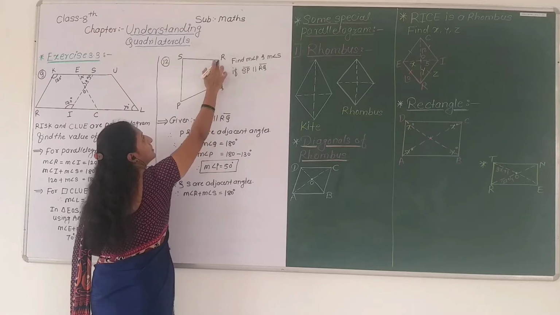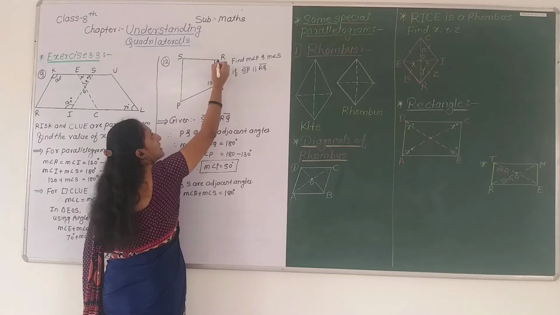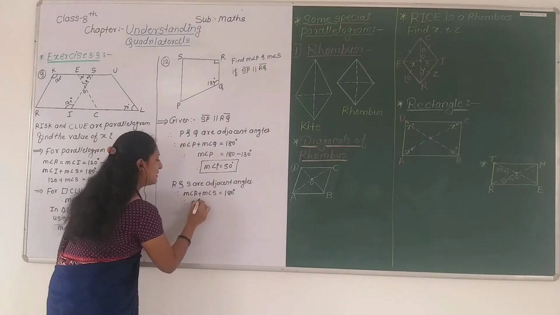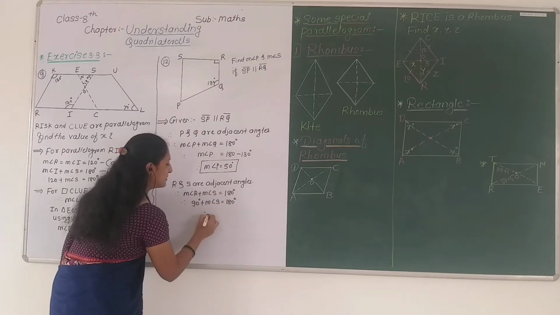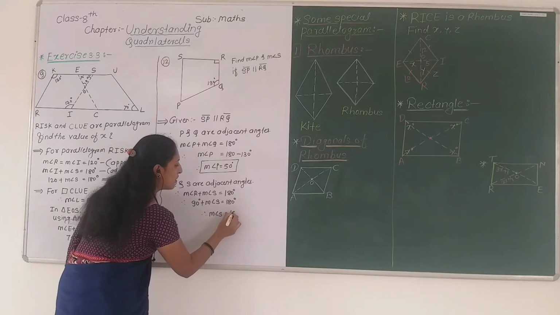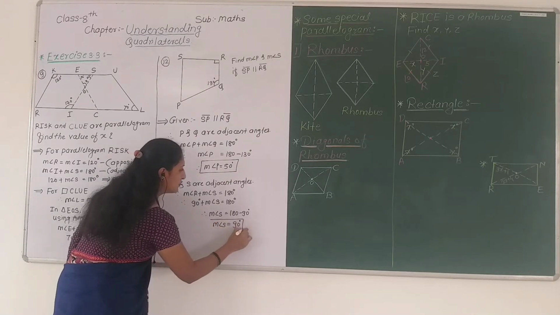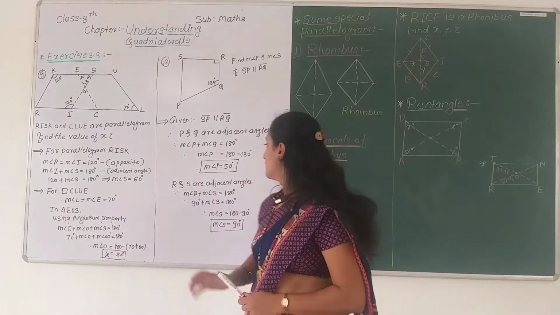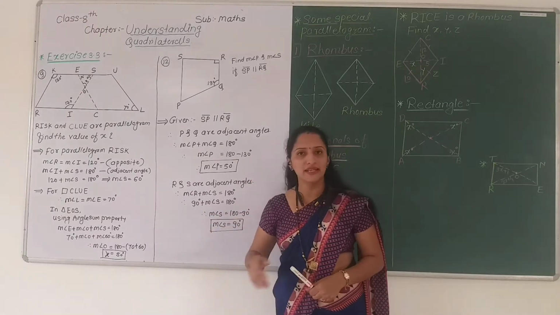But here major angle R is equal to what? This sign indicates major angle R is 90 degree. So 90 plus major angle S is equal to 180 degree. That means we get major angle S is equal to what? 180 minus 90. So it is 90 degree. Major angle S is equal to 90 degree. And here we find major angle P is equal to 50 degree. So students, you understood? Example number 9 and 12.